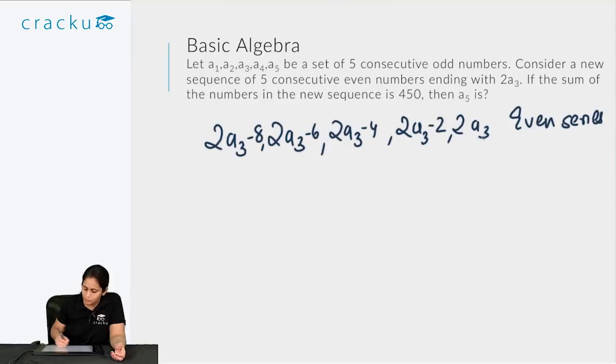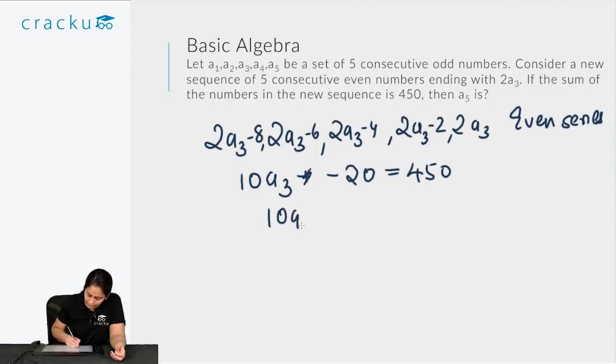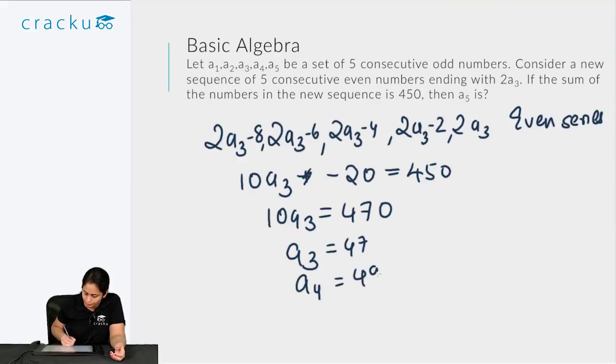So let's add them up. So we have 10A3 minus 8 minus 6 minus 4 minus 2, that is 2 plus 4, 6, 6 plus 6 is 12, 12 plus 8 is 20. So 10A3 minus 20 is equal to 450. So 10A3 is equal to 470. A3 is equal to 47. So A5 would be, A3 is 47, so A4 would be 2 more than that, so it would be 49, and A5 would be 51. So the right answer to this question, A5 is equal to 51.